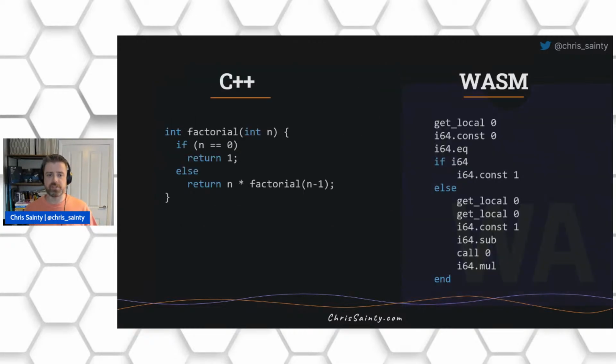Now, for reference, this is kind of what it looks like in its textual format. So we've got a C++ function on the left-hand side here, and on the right-hand side, we've got what it would look like in WASM. So you can kind of see how it would look from a textual perspective. It's not really something that I would personally like to be coding in, but you could technically do it if you wanted to.